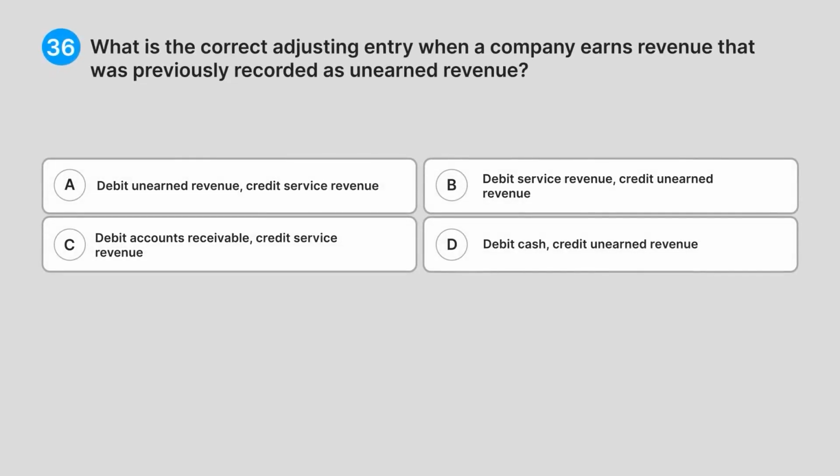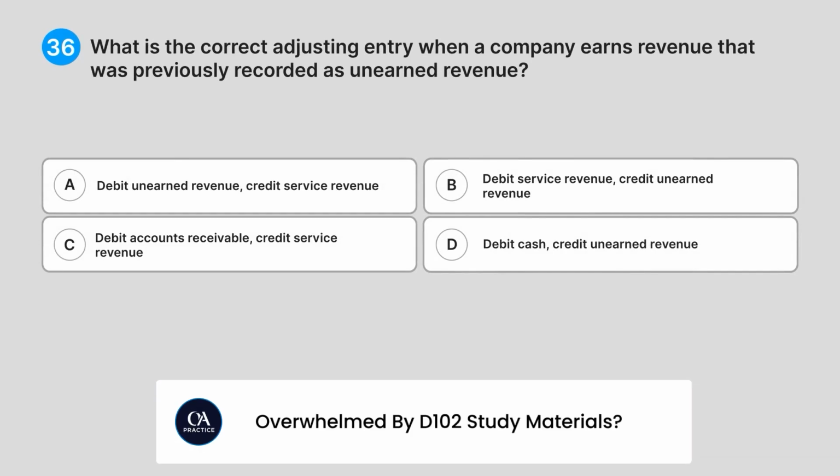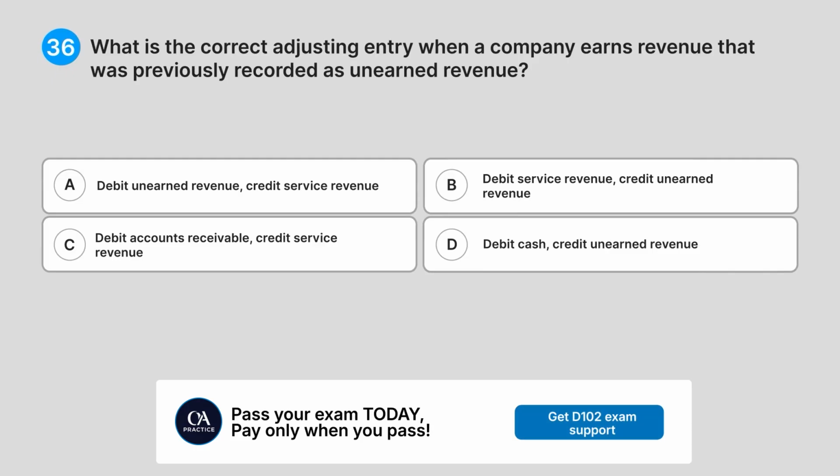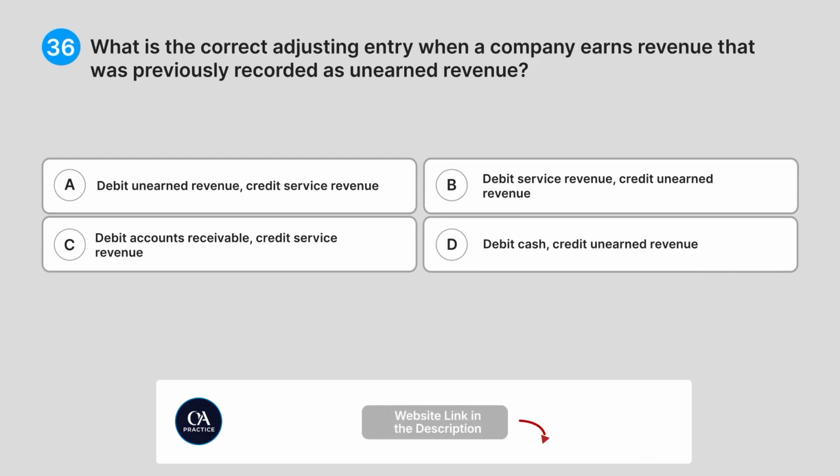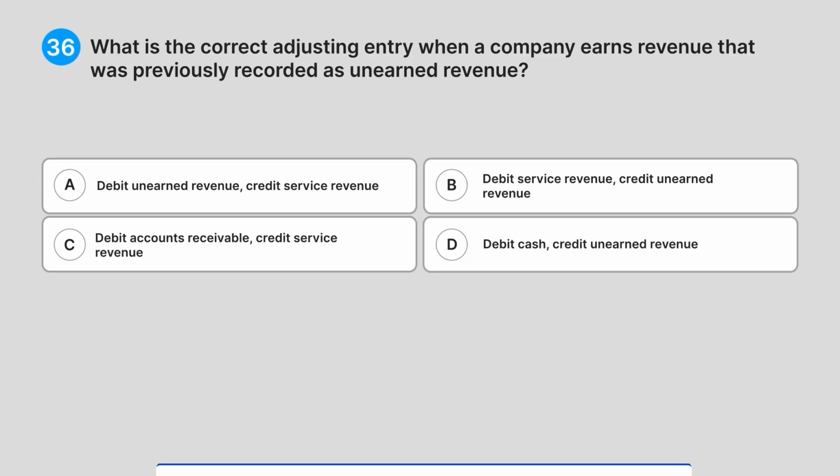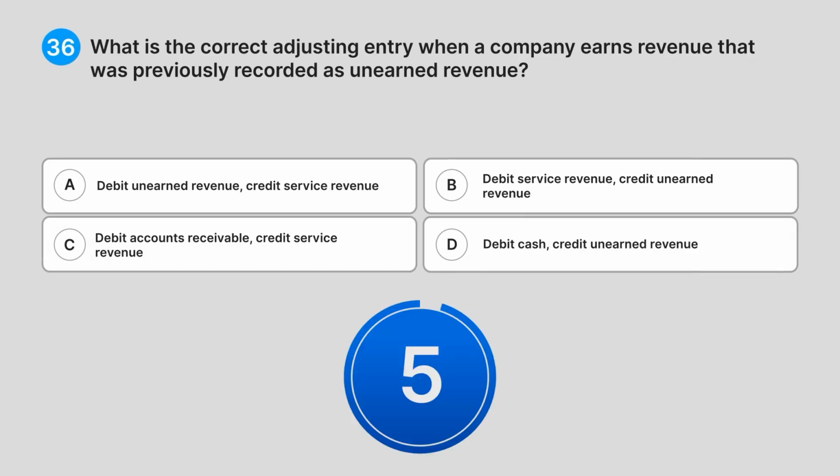36. What is the correct adjusting entry when a company earns revenue that was previously recorded as unearned revenue? A. Debit unearned revenue, credit service revenue. B. Debit service revenue, credit unearned revenue. C. Debit accounts receivable, credit service revenue. D. Debit cash, credit unearned revenue. Can you guess the answer?